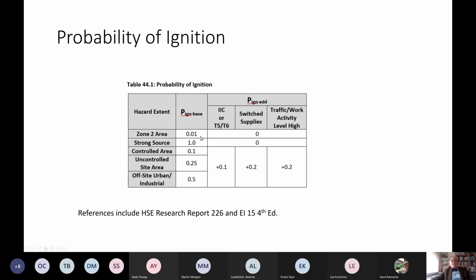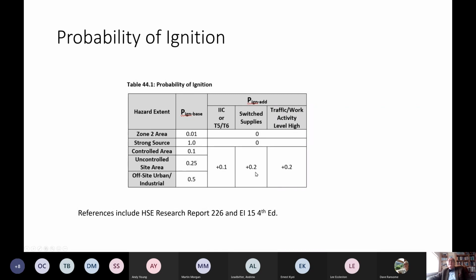If the release extended beyond the zoned area, but it was still a controlled area, so it's a site where you don't allow smoking materials on site and only diesel engine vehicles, etc., and you only allow hot work under a permit, all these sort of routine provisions, then you may, I'm suggesting, use a base ignition probability of 0.1, and then you would modify that in recognition that if the release is 2C or temperature class T5 or 6, so a more easily ignited release than otherwise, then adding a 0.1 probability to that base, so together that would constitute 0.2.